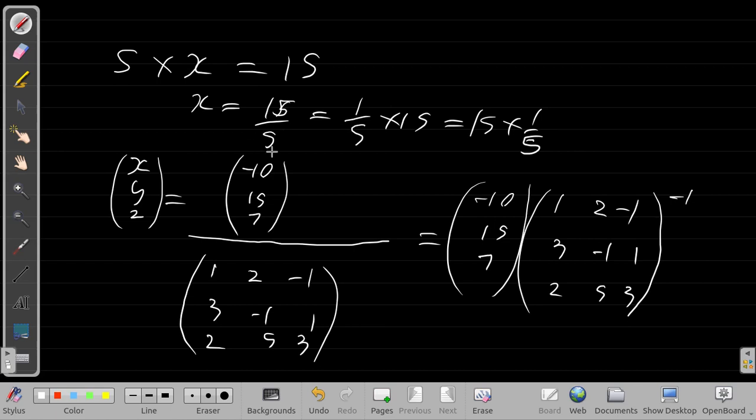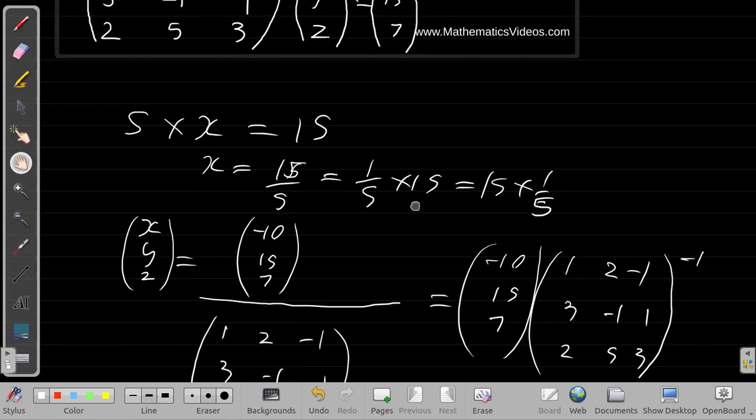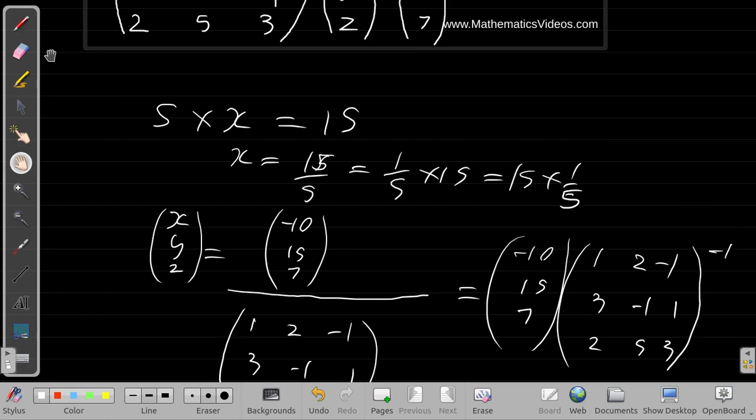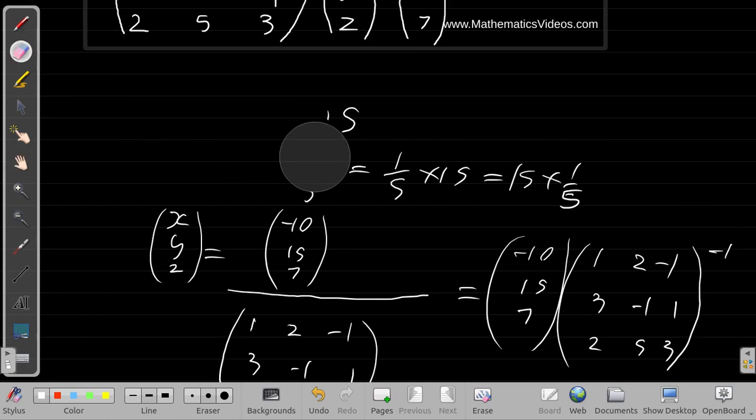So whatever you have in the denominator, what you have under the bottom of the line, the inverse of that times what you have up top. Now, of course, you can see this 3 by 1 matrix, you can multiply this 3 by 3 matrix. So you're going to have to put the 1, 2, negative 1 and so on inverse to the left and the negative 10, 15, 7 to the right. You see what I'm saying? So we're going to rewrite it that way and see how it goes.